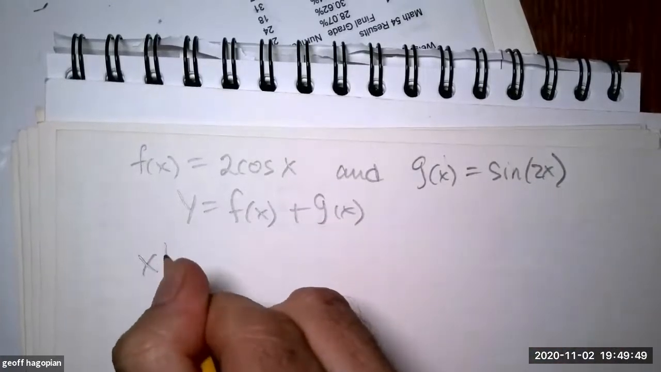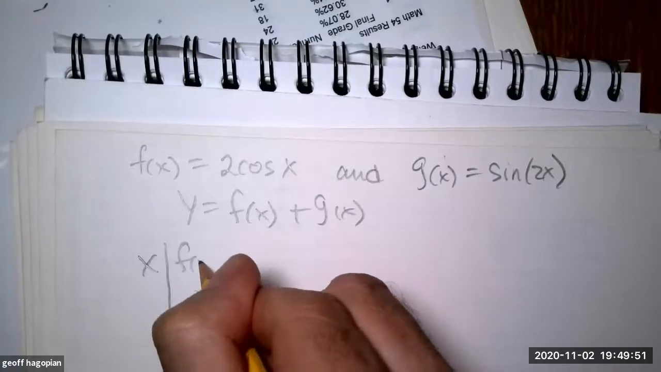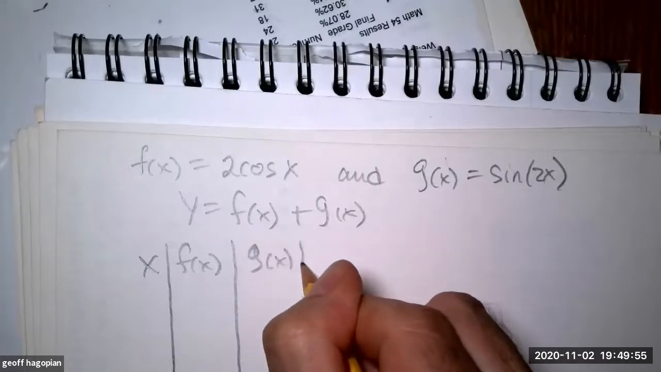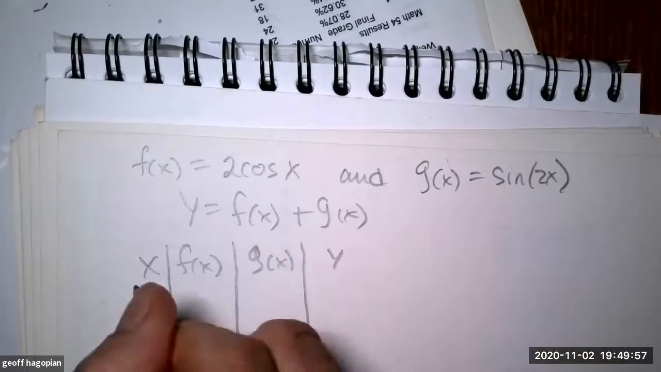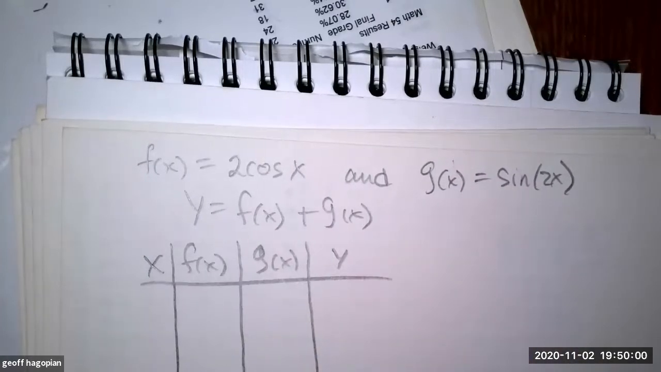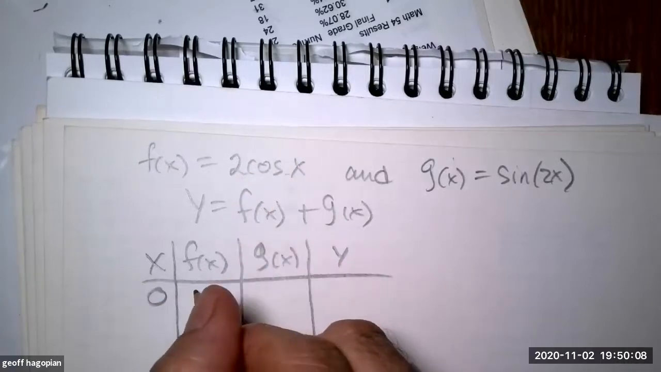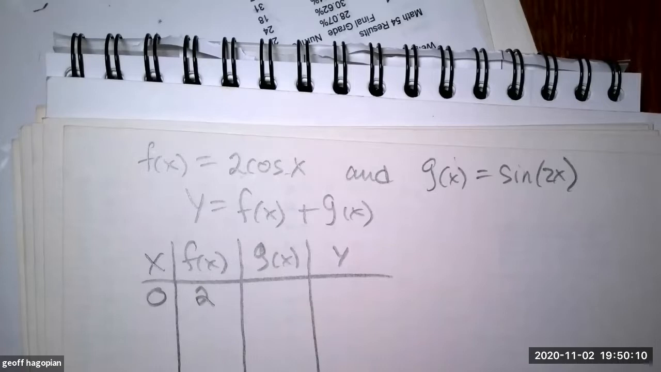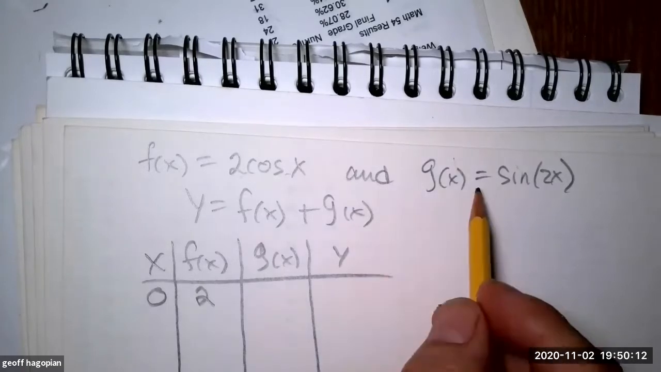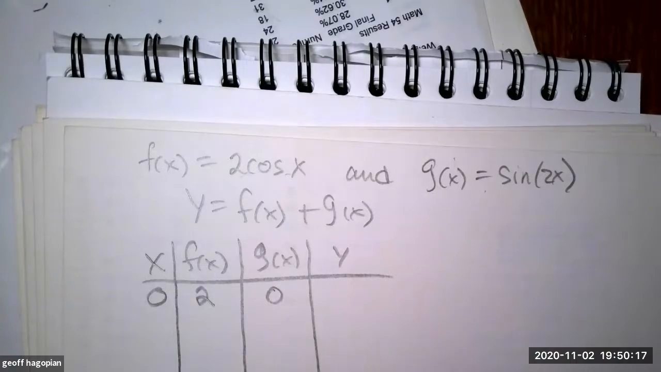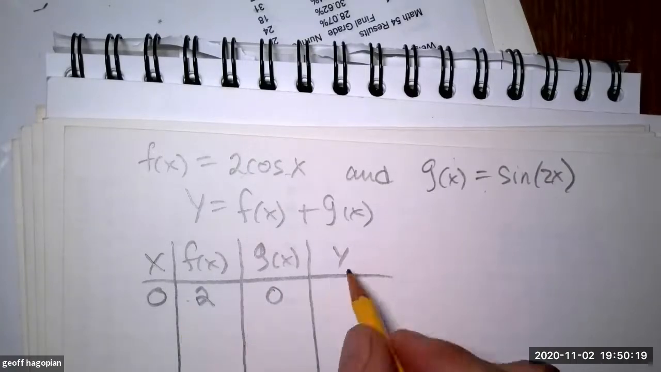And in order to do that, I think what we'll do is make a table of values for f of x and g of x, and then for y, which is the sum of those. All right, we ready to start tabulating? Where should we start? Well, let's start at 0, where f of x is going to be 2, right? 2 times cosine of 0 is 2 times 1. And g of x is going to be 0. The sine of twice 0 is the sine of 0, which is 0. And the sum of those is then going to be 2.